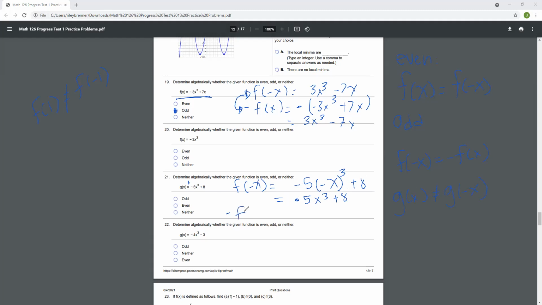And then I need negative f of x, which is going to end up being 5x cubed minus 8. And so then we can see in this case, g of negative x does not equal negative g of x. And so since neither of these are true, that's how we would make that connection of odd.